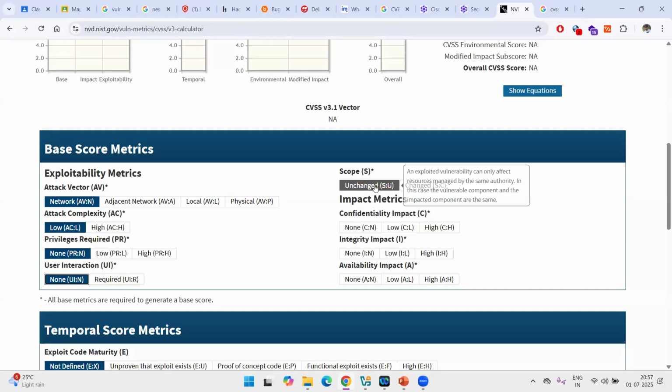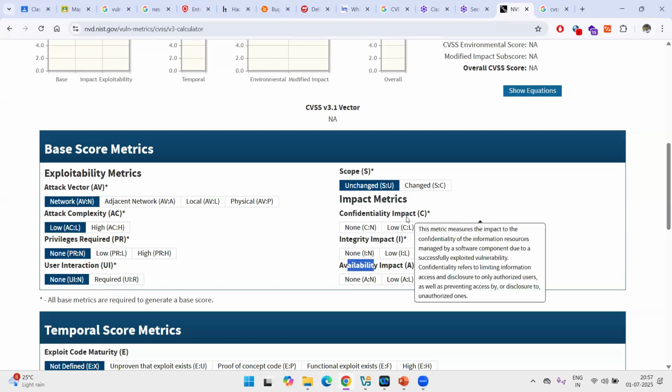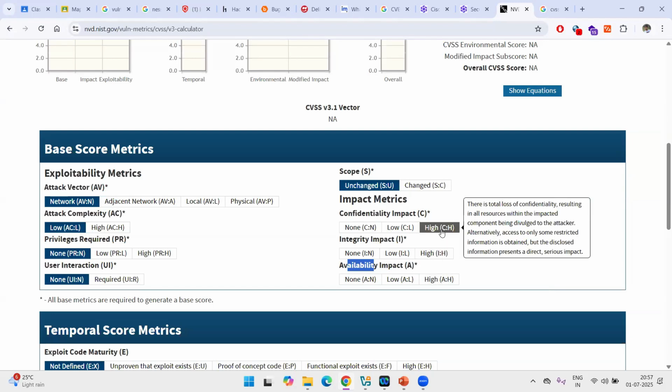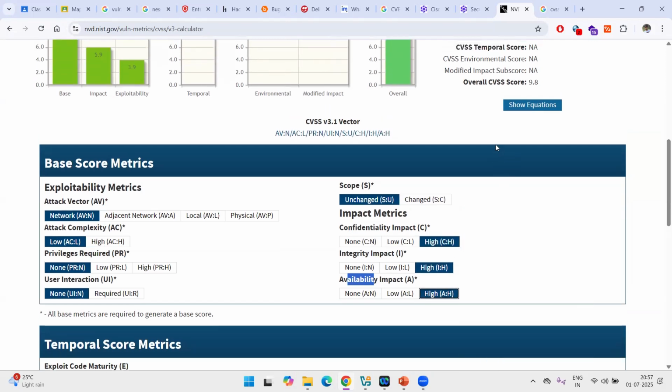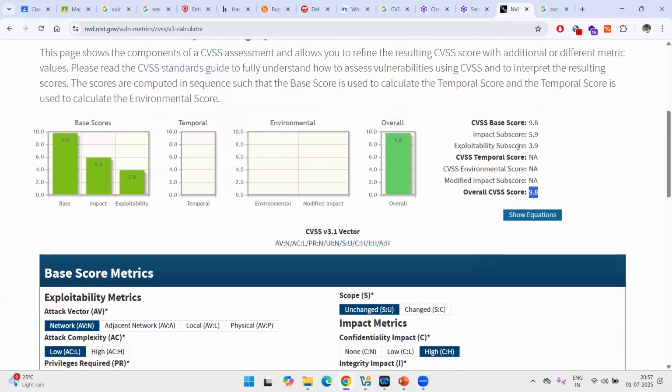And scope: after exploiting this vulnerability, will you be able to move to other components? According to that, you can choose it. And this is the impact matrix, guys: confidentiality, integrity, and availability. Depending on the level of access and the privileges you have, you can give this. Let's say you're able to read all the sensitive information, modify, delete. Then here is a 9.8 CVSS score.